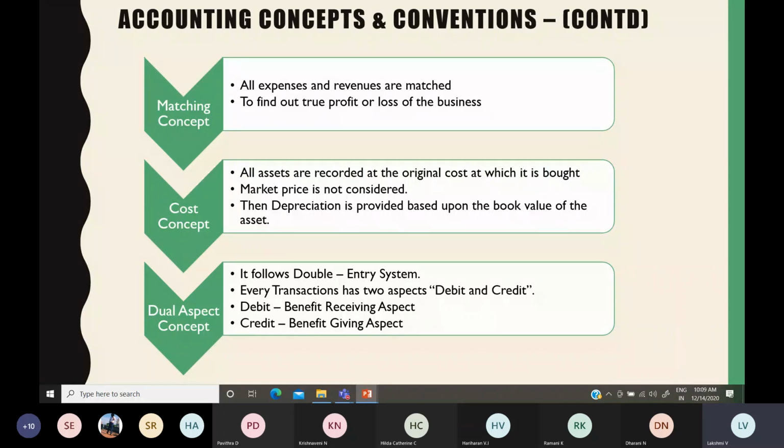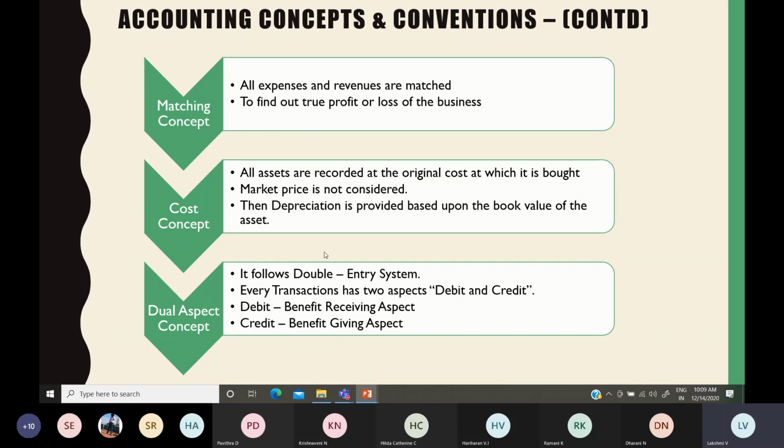Similarly, if I sell furniture, furniture is going out of my business and cash is coming into my business. So you will be debiting the cash. Cash account will be debited since cash is coming. Whenever I make a sale, cash is coming in, receiving. So cash account will be debited, and what is going out, the machinery or the furniture that you are selling, that is going out of the business, so that account I will be crediting.